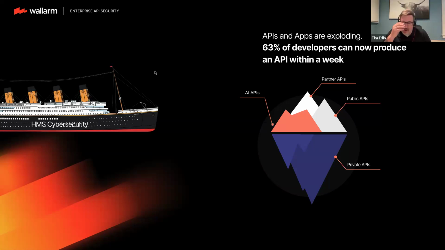So, Graham, just to go back to the original question there, from your perspective, what are the threats that CISOs need to worry about for APIs? What's top of mind for you?